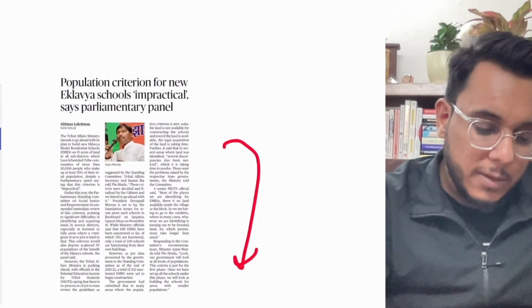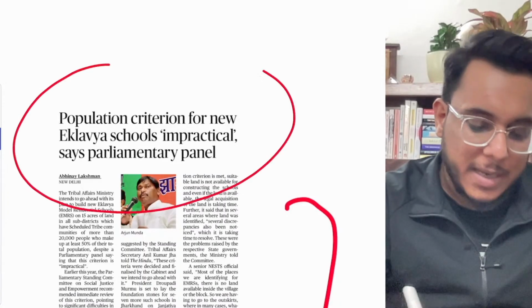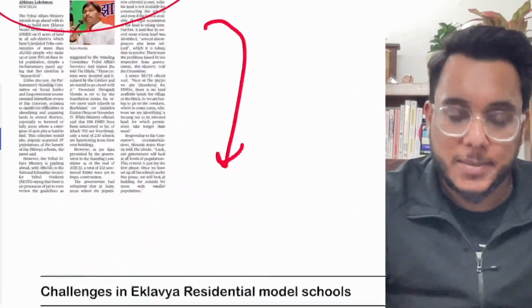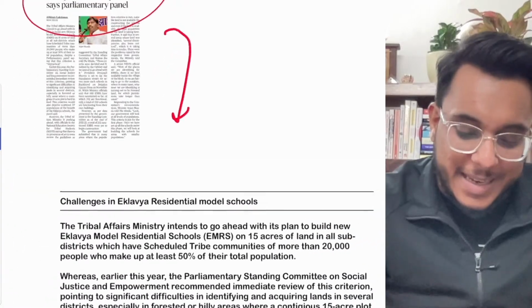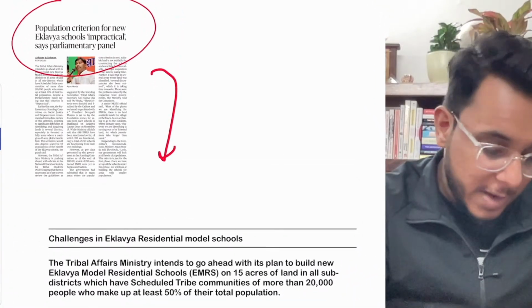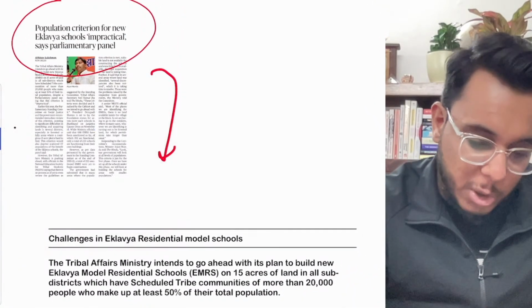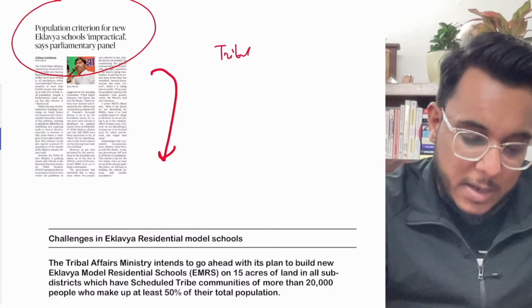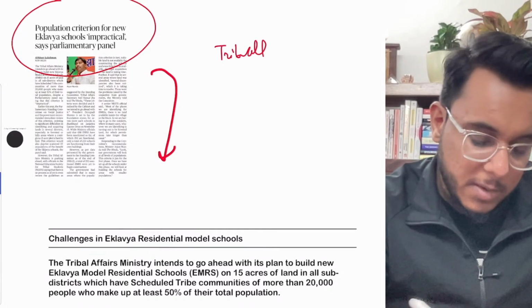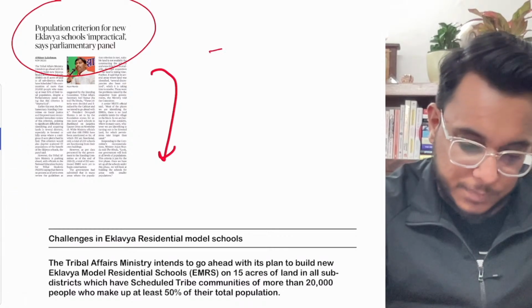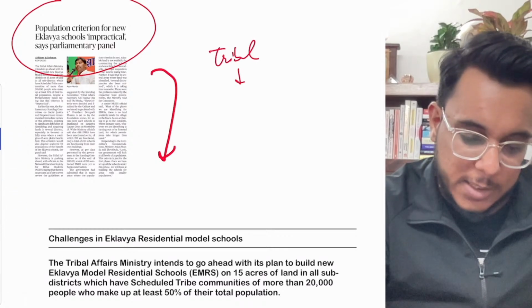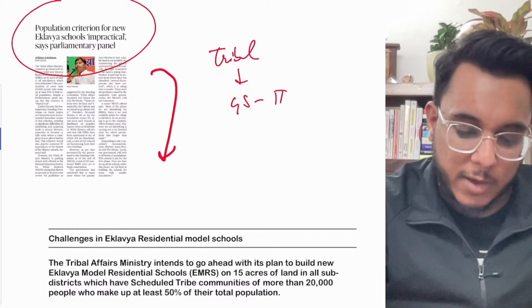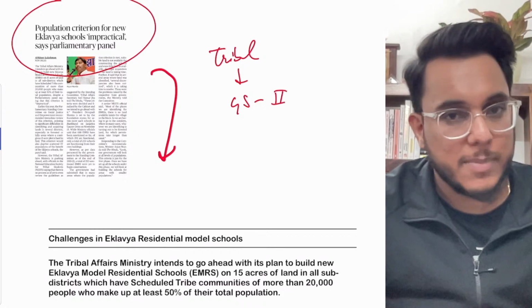Population criteria for new Eklavya schools impractical, says parliamentary panel. Okay, now, basically guys, when we talk about the tribal people, matters with respect to the tribal people will be important with respect to GS paper number 2, governance, tribal governance.